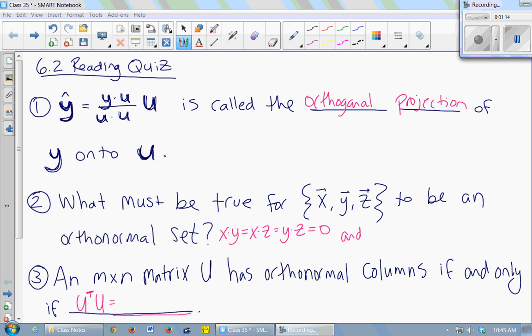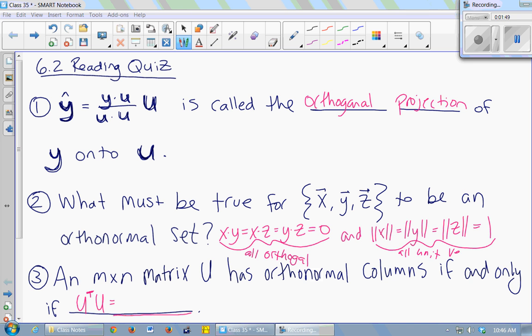And they must be normal vectors. That's an additional thing. The length of x has to equal the length of y, has to equal the length of z. All have to be 1. Yeah, if you forgot the length part. So this says they're all orthogonal, or each pair of vectors is orthogonal. And this says they're all unit vectors. So if you did it in symbols or words, that's fine.